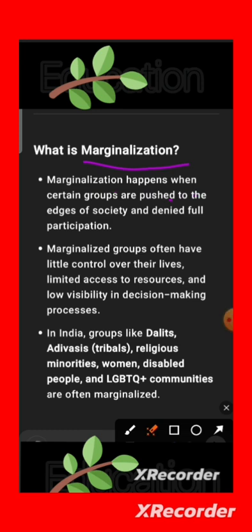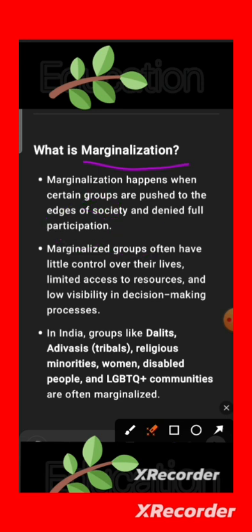Marginalization is the process of excluding individuals or groups from full participation in society. These groups are pushed to the margins or edges of society and often ignored or discriminated against. They face fewer opportunities, social rejection, lack of political voice, poor access to education, healthcare, employment. So marginalization happens when certain groups are pushed to the edges of society and denied full participation.